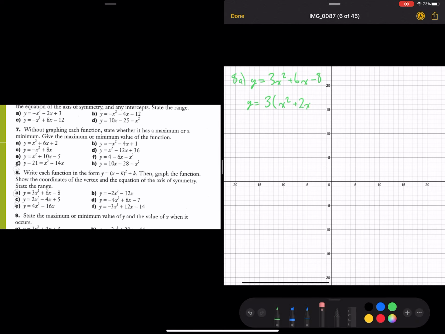Now, we're going to open and close brackets. We're going to add and subtract something. We don't know what yet. This minus 8 comes out here. What are we going to add? Well, 2 divided by 2. Take this number. It's a 2. Divide by 2 and square. Well, that's just equal to 1. Plus 1 minus 1. Y equals 3.